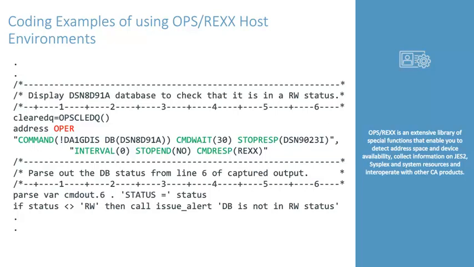Just as the previous sample used the address OPERA host environment to issue a z/OS command, this sample REXX program code is also using this environment to issue a DB2 command, but using keywords to instruct the OPERA environment to capture the command response. You will learn and see that the OPERA command capture keywords, such as COMMANDWAIT, STOPRESPONSE, INTERVAL, STOPEND, and COMMANDRESPONSE keywords, will vary depending on the type of command response being collected.